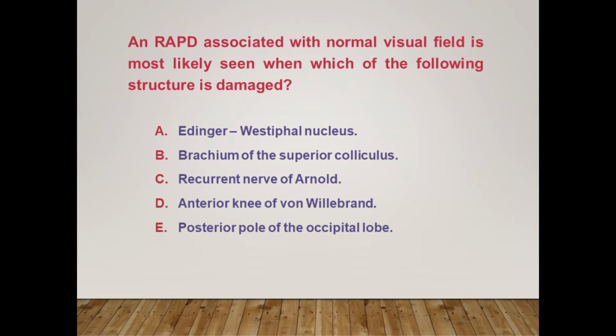Causes of RAPD are massive retinal damage, asymmetrical optic nerve affection, chiasmal lesion, proximal optic tract lesion, and lesion in the pretectal area. And this is the only lesion in the pretectal area which is associated with a normal visual field. A lesion in the brachium of the superior colliculus causes a contralateral RAPD, and hence there is no visual pathway involved, so visual field defect does not occur.